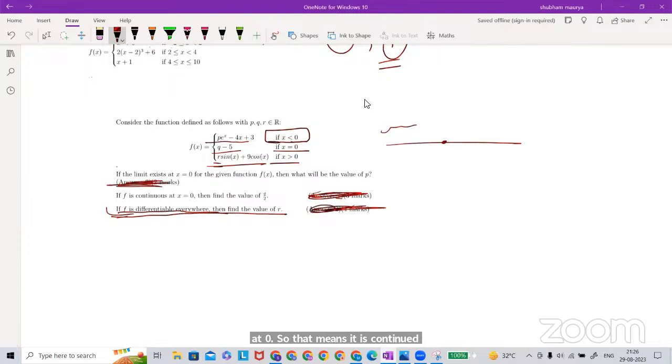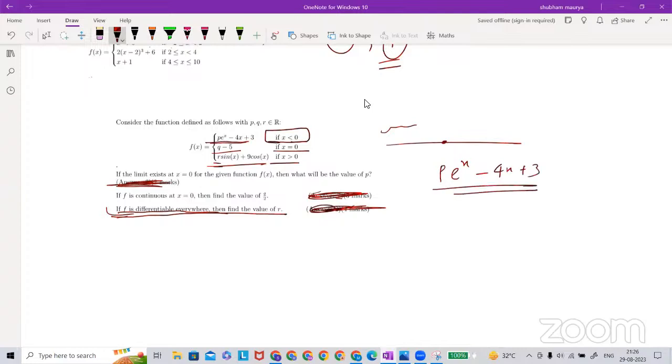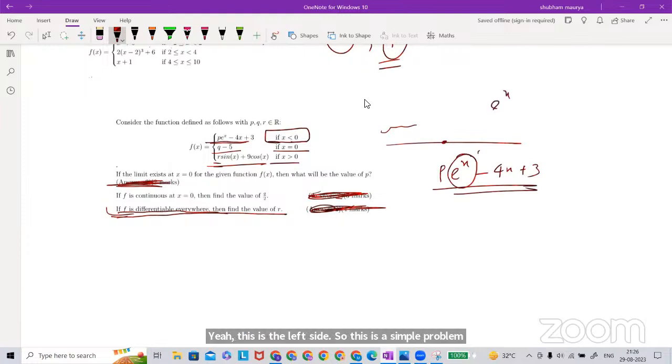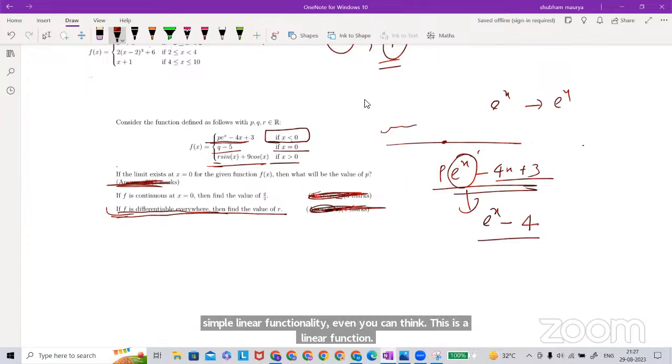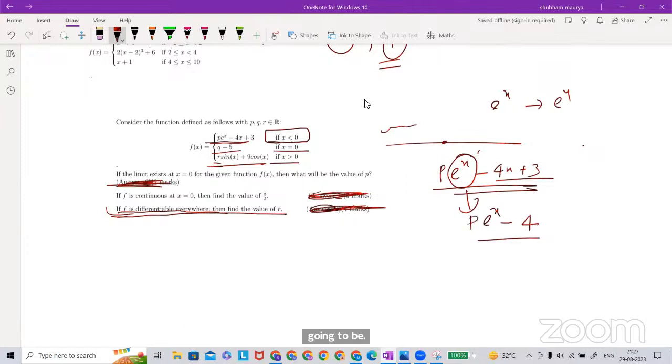Okay. So here the left side is differentiable. I am just asking the reason because you have this function, and this is the left side. So this is a simple problem, it is exponential. We already know e power x, if you differentiate, you will get e power x. This is a simple linear function, so you can differentiate easily, 4x is going to be 4, and then plus 3. Finally the derivative is going to be p time e power x minus 4.